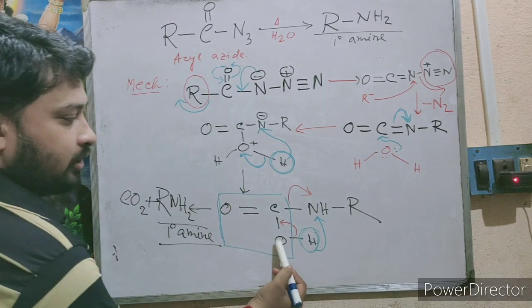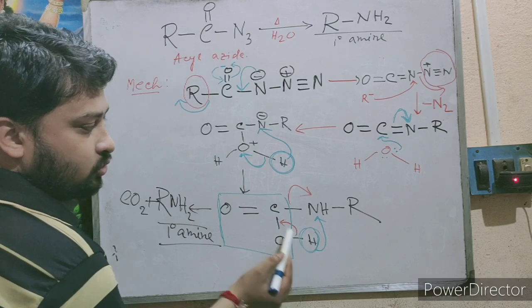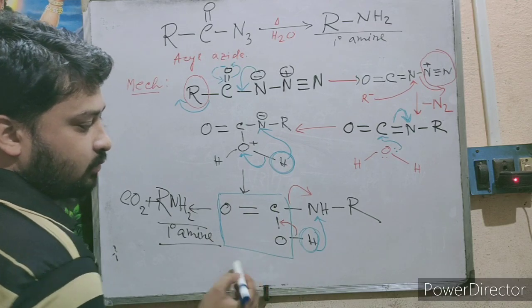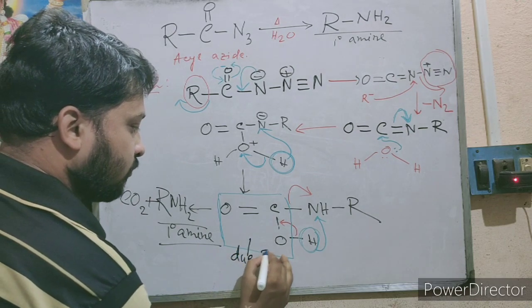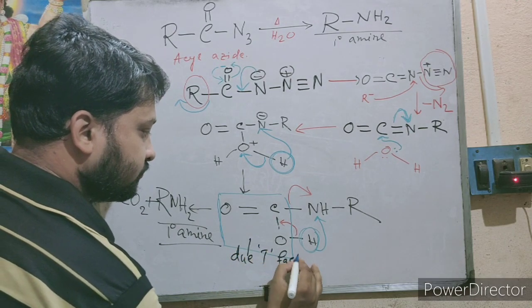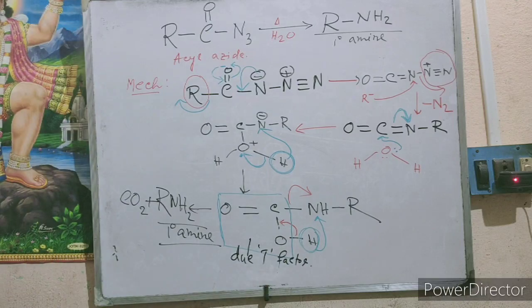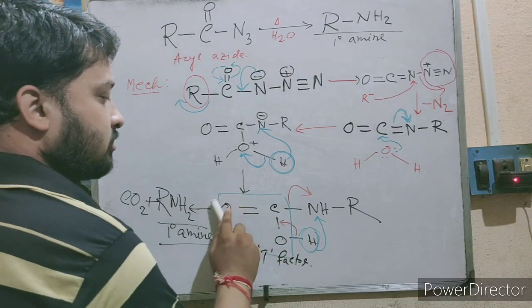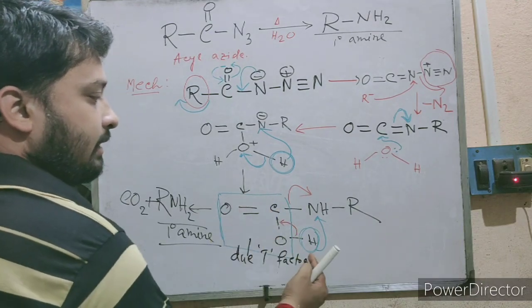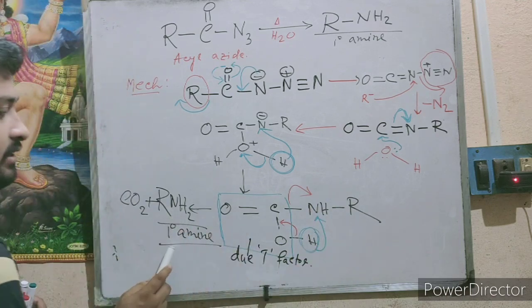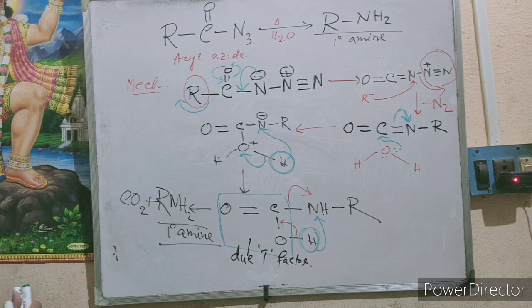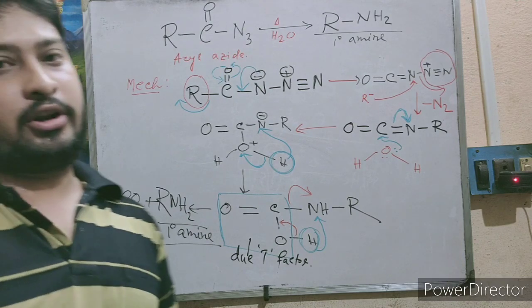Now the bond between oxygen and hydrogen, it wants to create carbon dioxide here, because thermodynamics helps it, due to the thermodynamic factor. So it creates a double bond here, so carbon dioxide is formed and hydrogen goes to the nitrogen, so RNH2 is formed. This is the primary amine. So this reaction is very important.